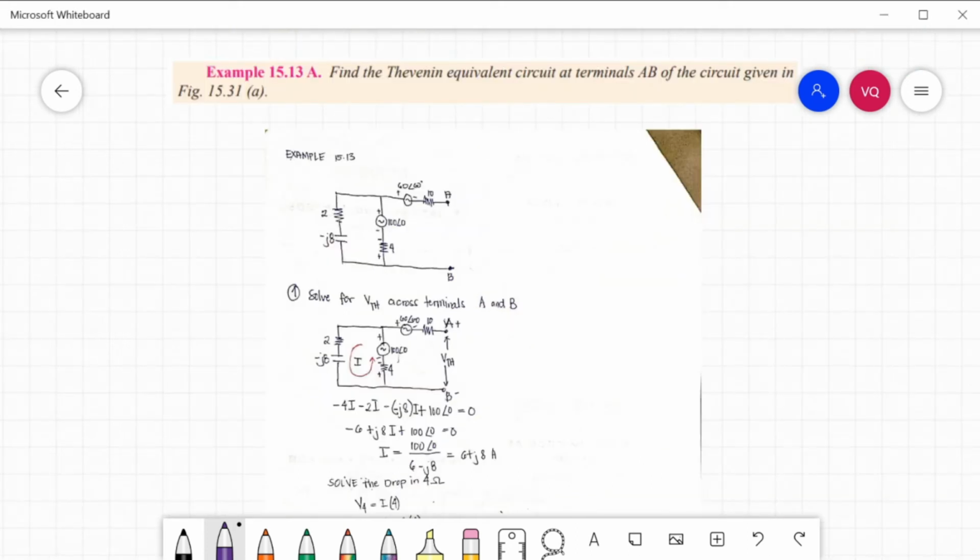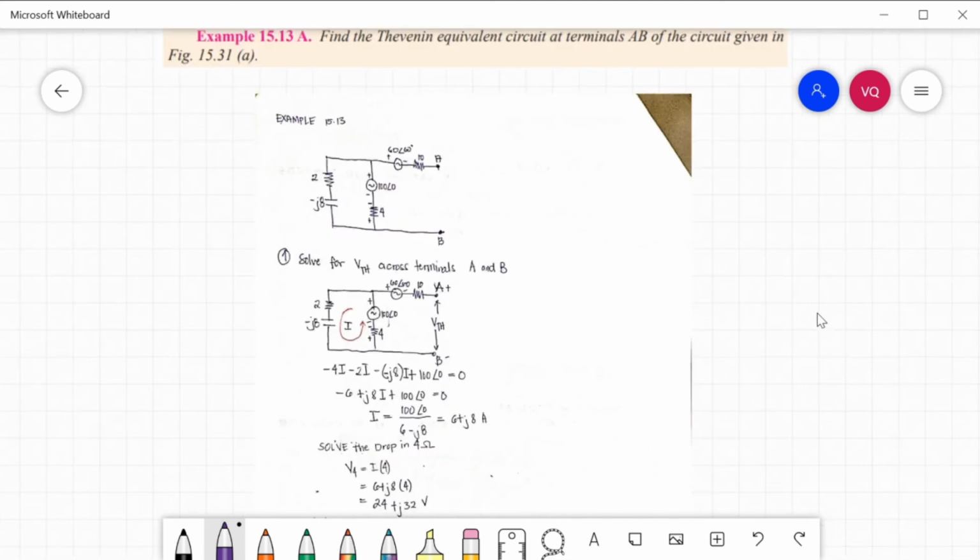Last example for Thevenin's theorem. Find the Thevenin equivalent circuit at terminals A and B of the circuit given in this figure. So this is our original circuit. We have 2 ohms, negative J8 ohms, connected to a 100 angle 0 source, and in series with 4 ohms, as well as 60 angle 60 and 10 ohms. So we will find the VTH and ZTH of this circuit at terminals A and B.